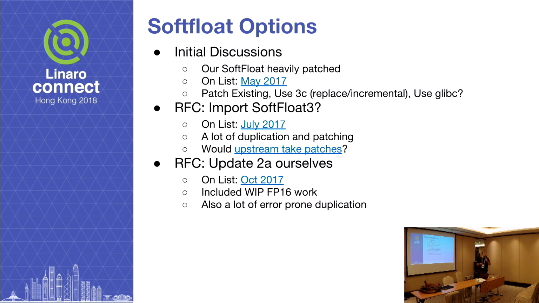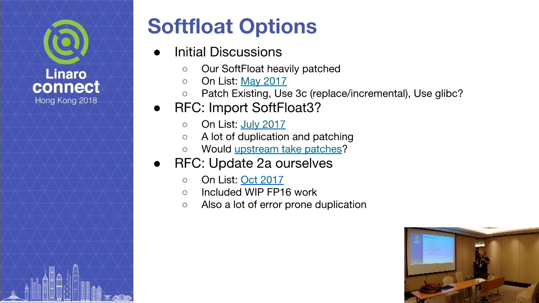So as code speaks more than just words, first RFC went onto the list in July, where we basically just imported all of SoftFloat version 3 and made the changes we needed to use it, and started incrementally adding a couple of new FP16 instructions. Again, this wasn't a complete functional patch set. This was posted as an RFC to the list to go, well, this is one way we could go. Is it worth doing?